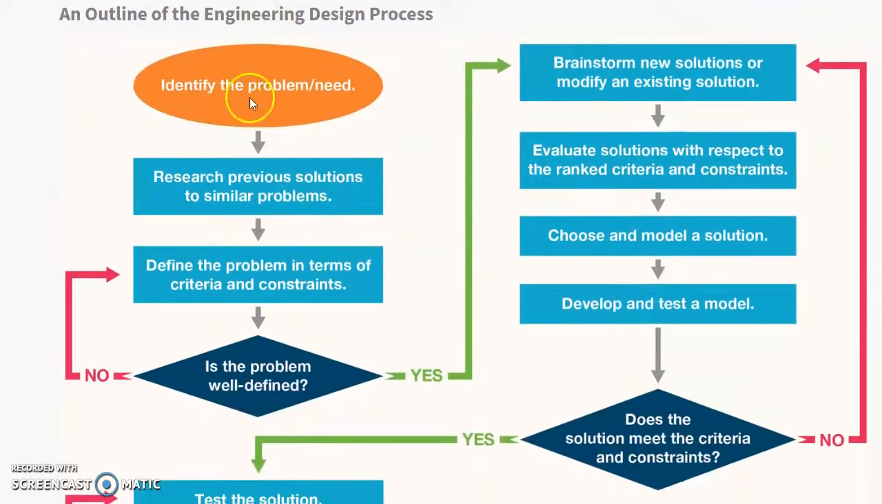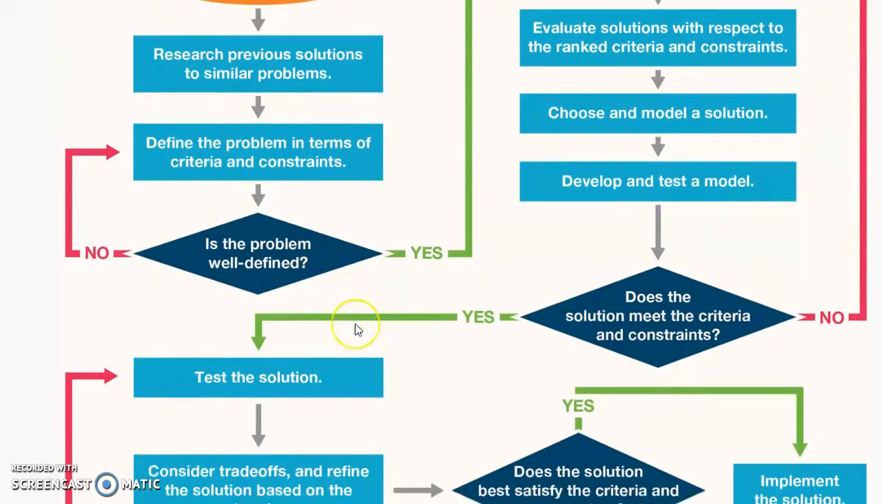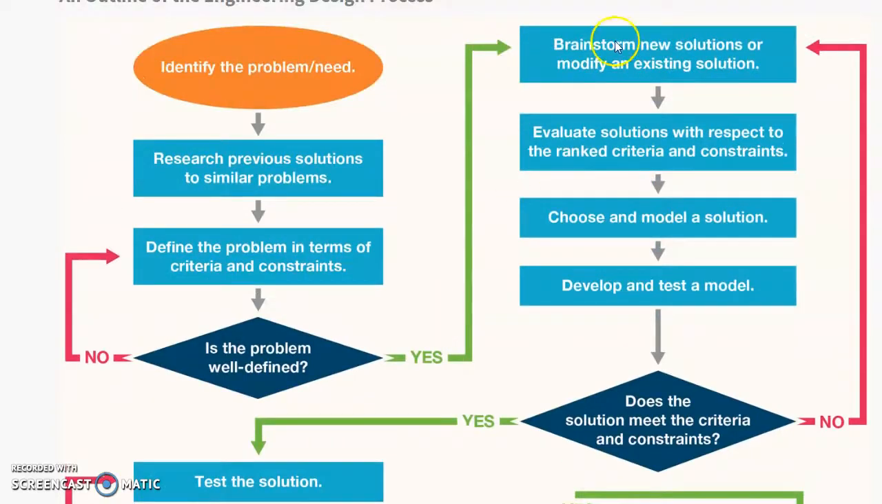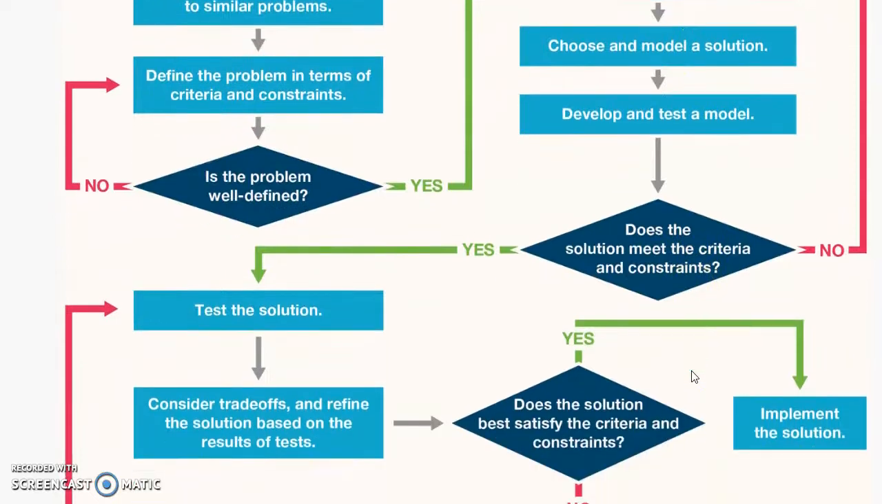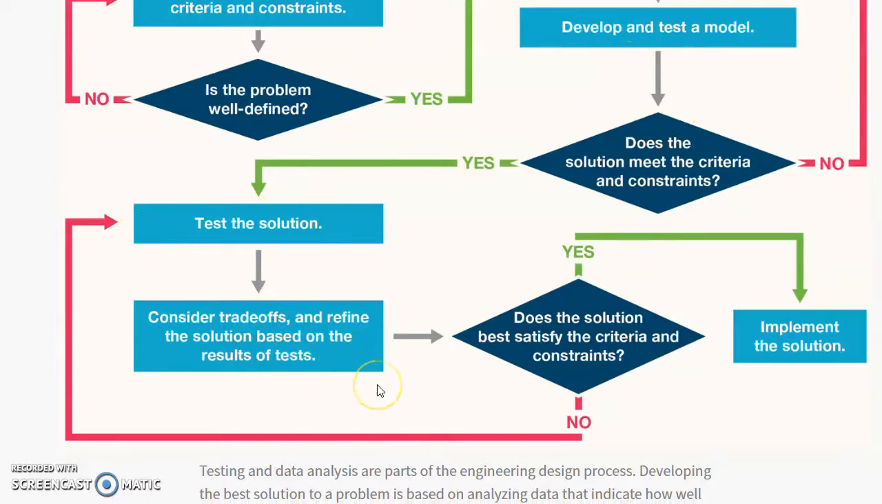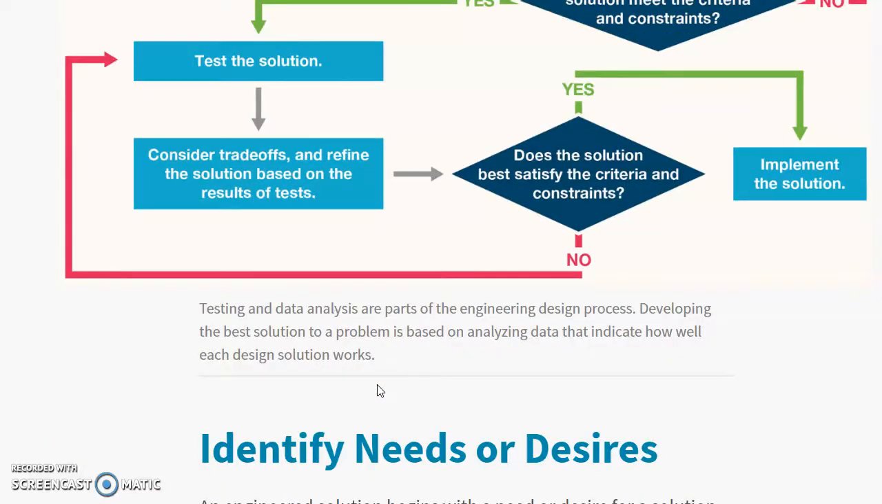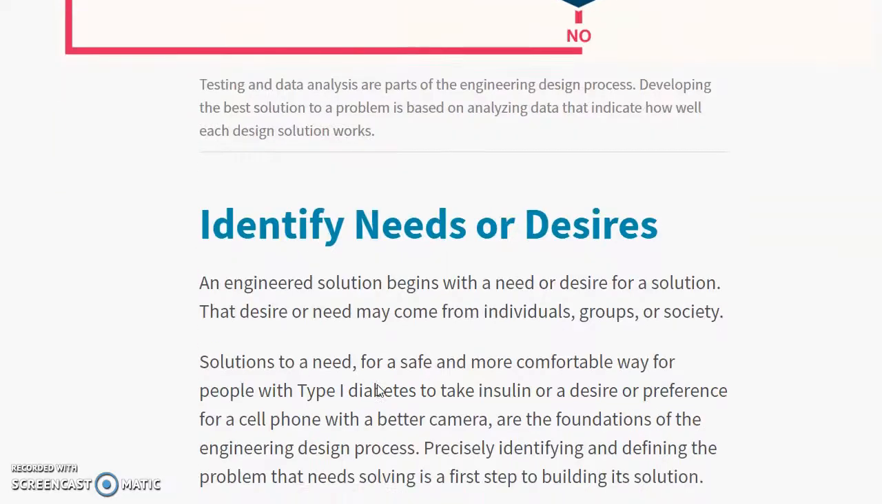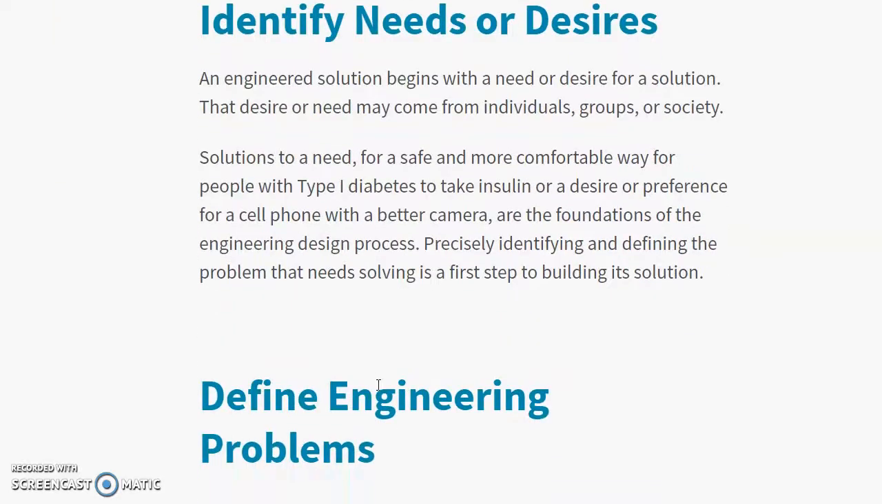You identify the problem, you research it, you figure out what's the criteria, what's the constraints, like what materials do I need, what do I have to work with, can I define the problem, can I brainstorm, check and model the solutions, does it actually help? If it doesn't, you start over again, but if it does, you consider the trade-offs. Is it worth it? Is it too expensive? Can you implement it? And then you keep working until you can implement it.